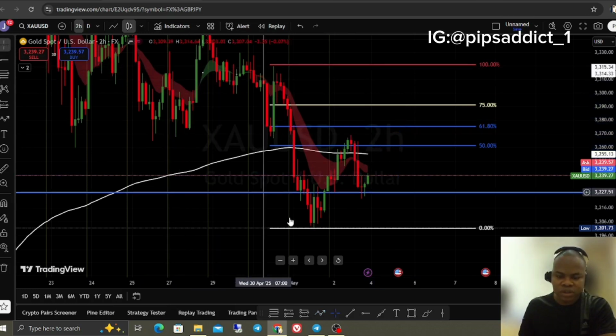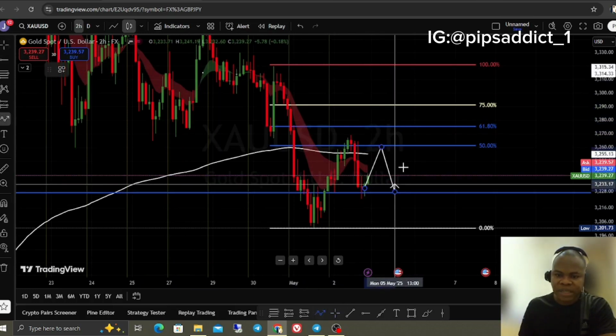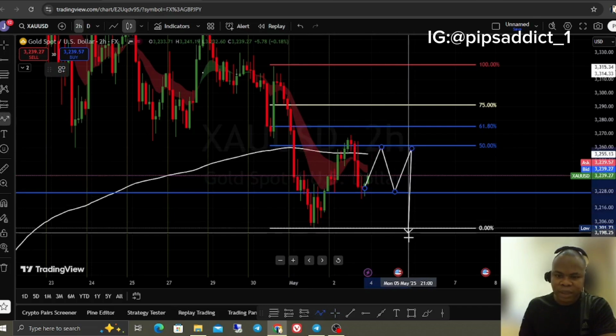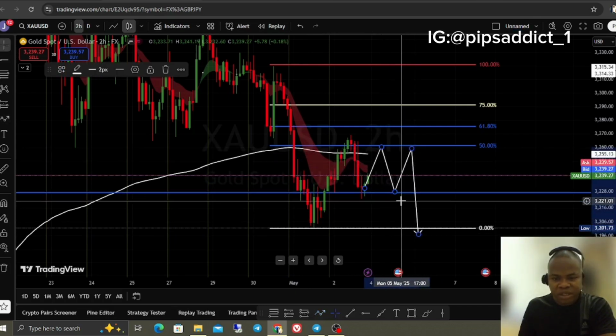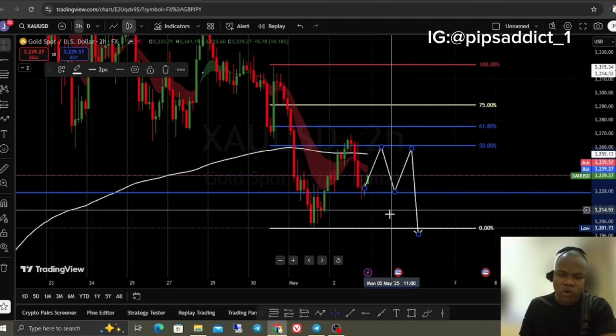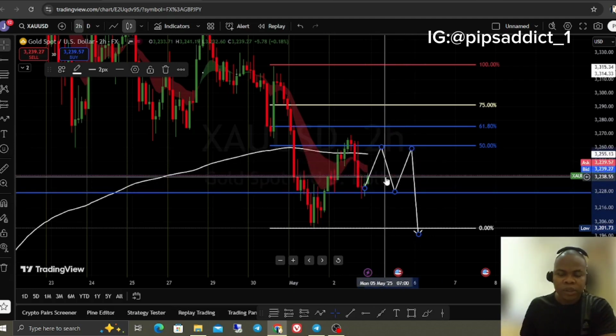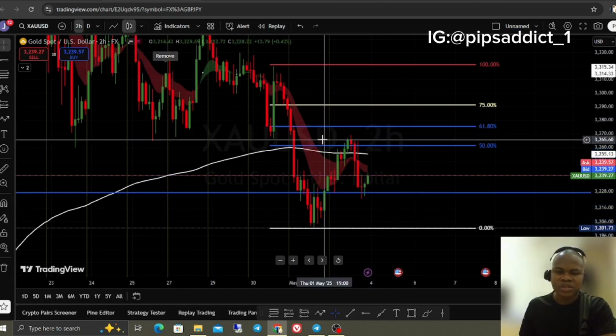But if not, maybe I come on Monday and price has tapped into my EMA, maybe it has given me a bearish sign, then tapped into my cloud EMA. I'm going to look for a selling opportunity depending on the bearish candle that I see. This is just how I trade now, guys. I just make it very easy and simple for myself. So this is just my anticipation.